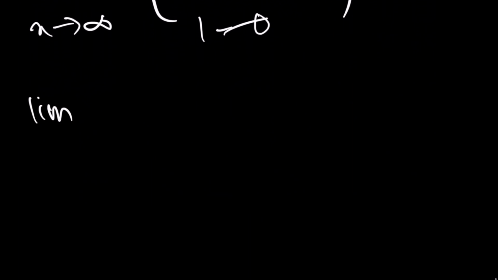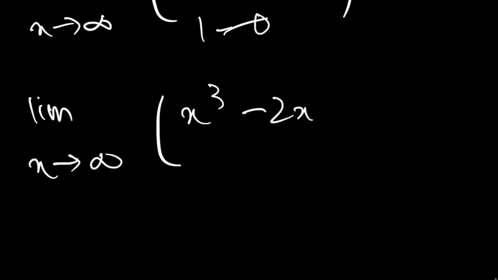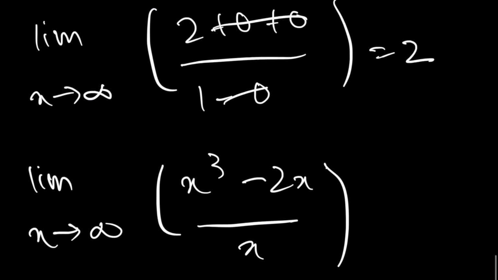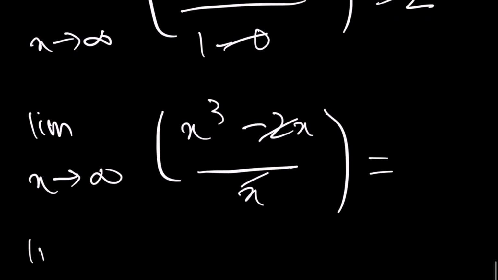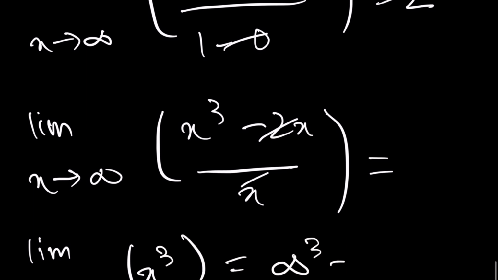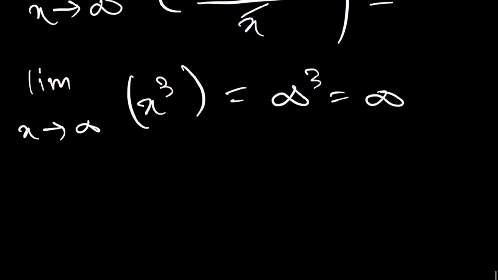We have the limit as x approaches infinity of the function x cubed minus 2x over x. So now remember, the first thing we have to do is cancel out all irrelevant terms to get the function of x cubed, which is just equal to infinity cubed, which is just equal to infinity.